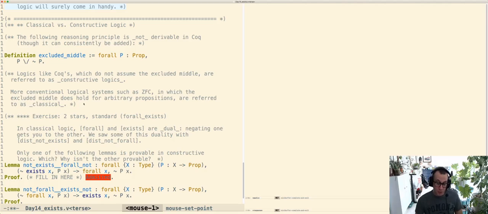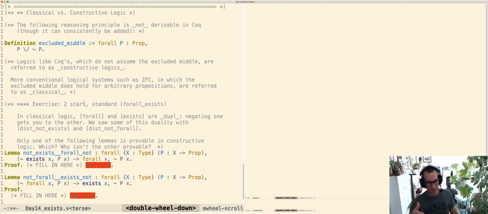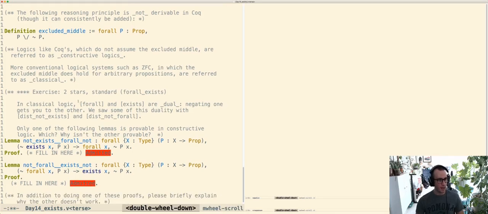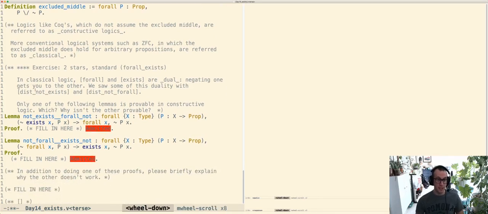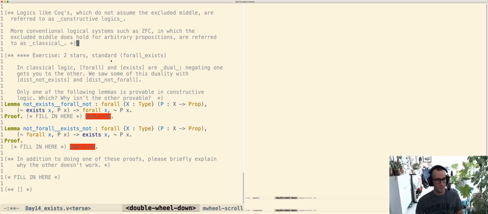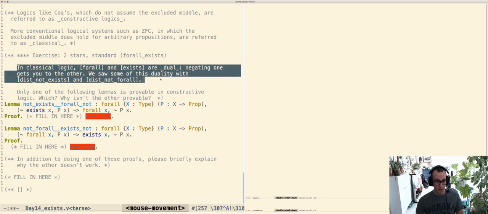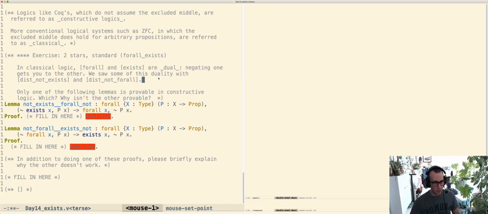One thing I do want us to engage with, I'd love for you to read the text, there's some nice interesting examples there that show the problems with non-constructive or classical proof. But also there's a final exercise here that I just wanted to talk through. So related to the law of the excluded middle, in classical logic, for all and exists are dual. If you negate one, you get to the other. So we've proved some of this for disnot exists and disnot for all. These are lemmas in the homework that are further up in this file. So here's other versions of those lemmas.